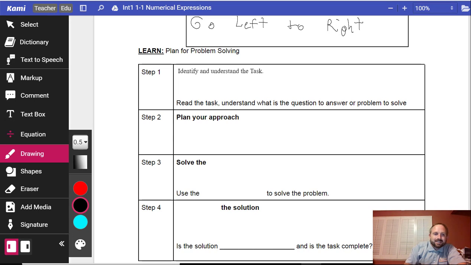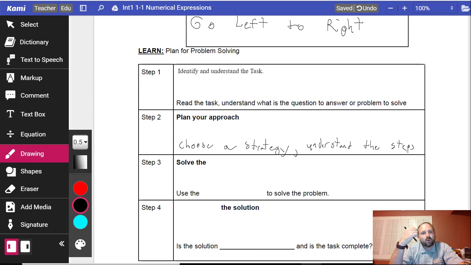What does this mean? Well, this means we have to choose a strategy and understand the steps. So figure out, make a plan. Okay, I'm going to solve it this way, and these are the steps in order to solve it. Step 3 is going to be solve it. How do we solve it? Use the strategy you came up with in step 2.